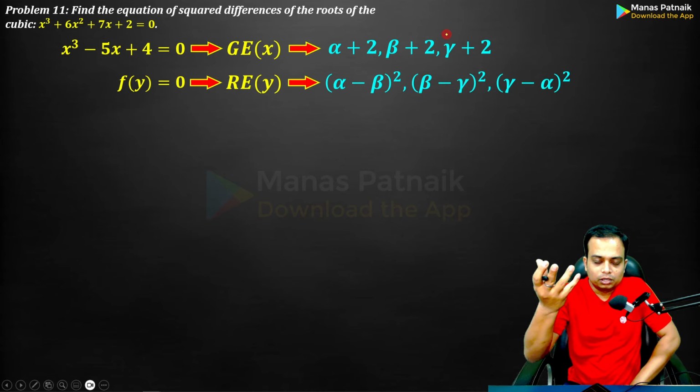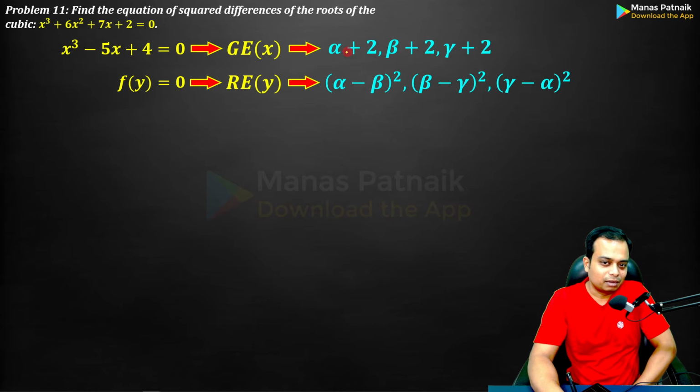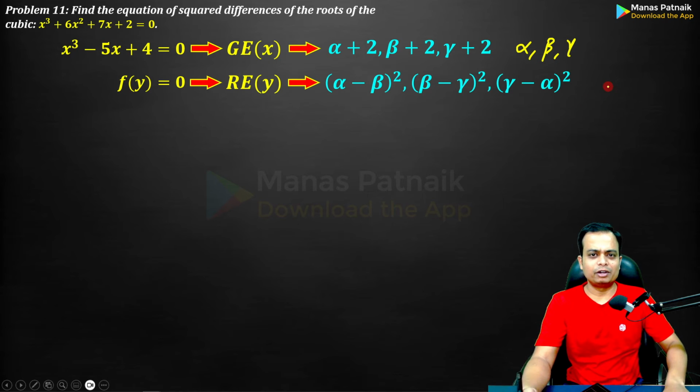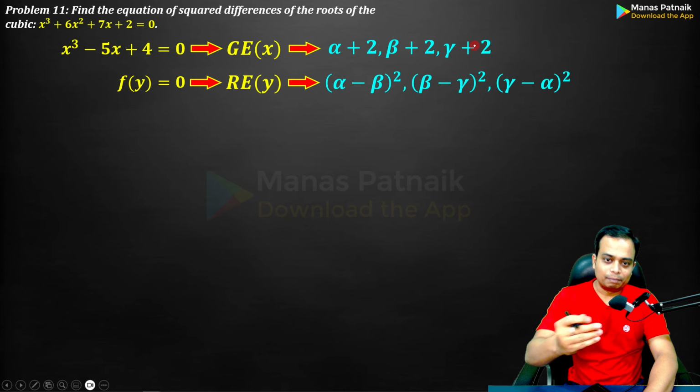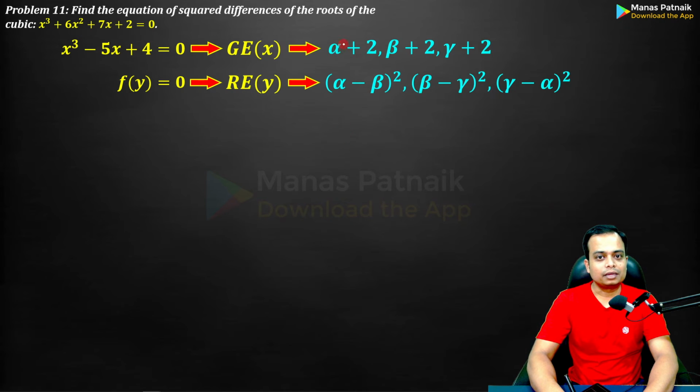So far, so good. But sir, this is going to get confusing. Until now, we've seen alpha, beta, and gamma only in our general equation, and there used to be different combinations between the roots. Now, what we see is alpha plus 2, beta plus 2, gamma plus 2. I think we can make it much simpler. Let's say alpha plus 2 is A, that's B, and that's C.